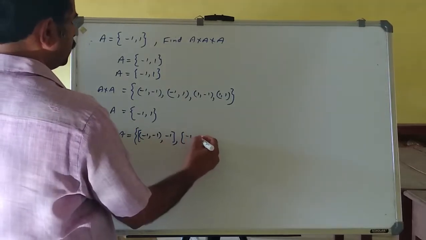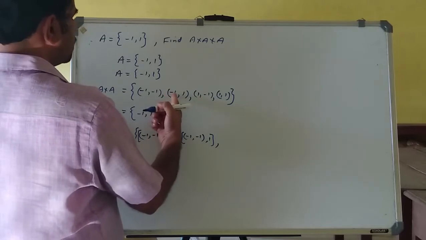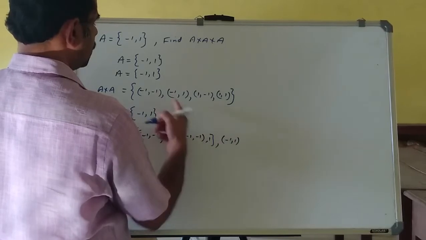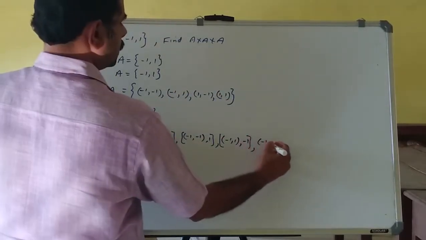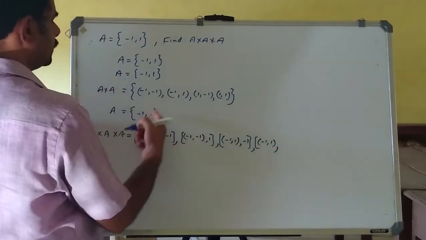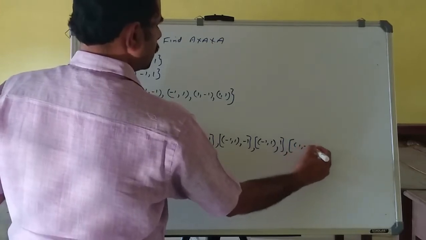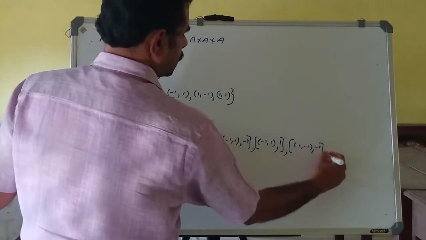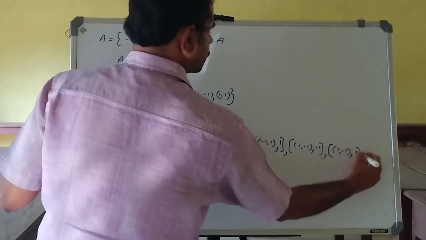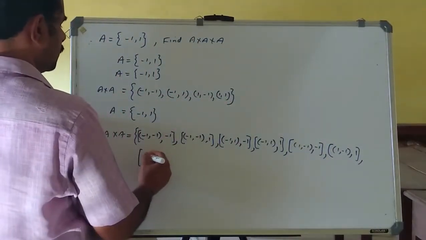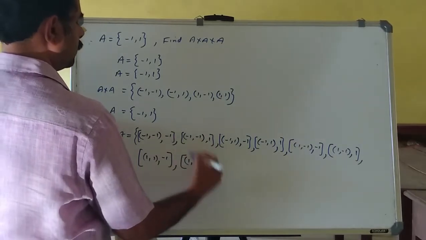Then (-1, 1, -1), (-1, 1, 1), then (1, -1, -1), (1, -1, 1), then (1, 1, -1), (1, 1, 1), isn't it?